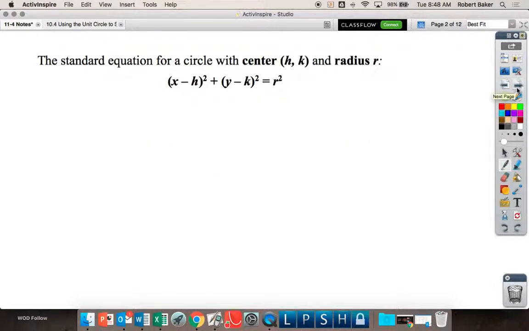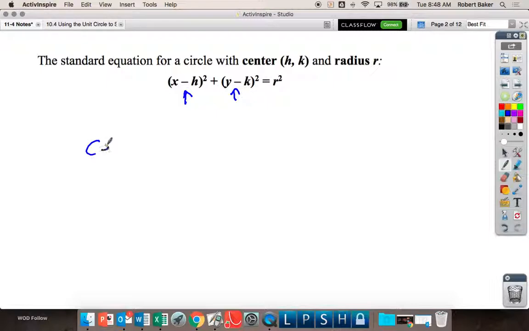So this is our standard form of a circle. All right? The biggest thing that you have to be aware of is that these are minuses. And they're always minuses.